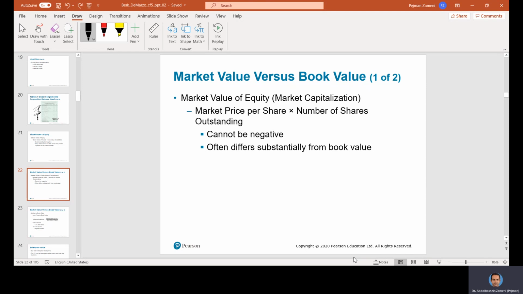Market value versus book value. Market value of equity, also called market capitalization or market cap, is equal to price per share multiplied by the number of shares outstanding. And of course, market cap cannot be negative. Why? Because the minimum price is 0, and 0 multiplied by the number of shares is 0. It often differs substantially from book value, because the price per share can change every moment, so it's not going to be the same as the book value of the asset.